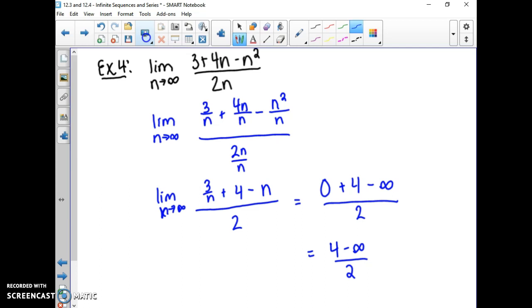Now, 4 is a very insignificant number when it's compared to infinity. So if we have 4 and we subtract infinity from it, we will get negative infinity. And then we have negative infinity divided by 2. But infinity is such a vast number, or idea of a number, that dividing by 2 does not even change the fact that it's infinity. So whenever we have negative infinity divided by 2, we will get negative infinity. So this limit approaches negative infinity, meaning as the n values get larger and larger, the value of that function is going to get lower and lower.